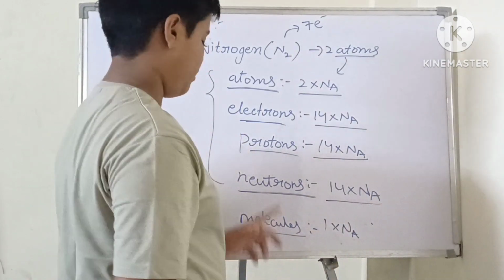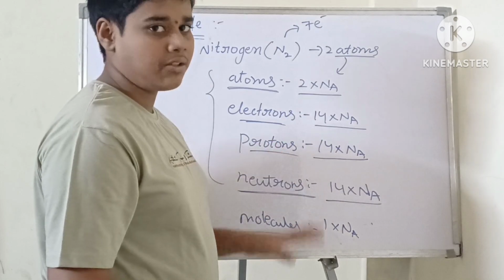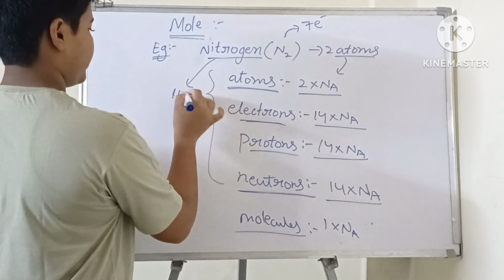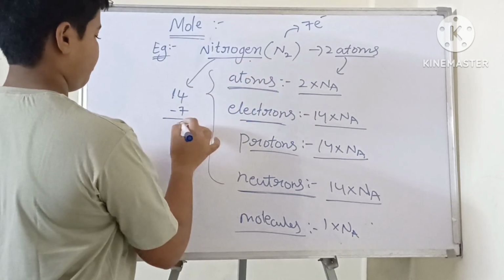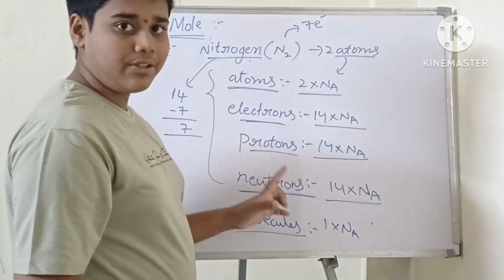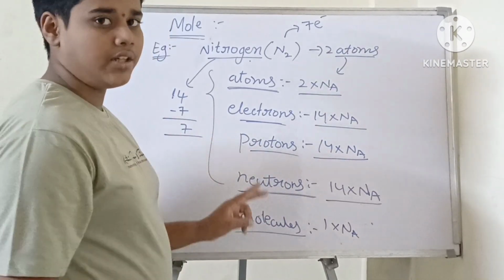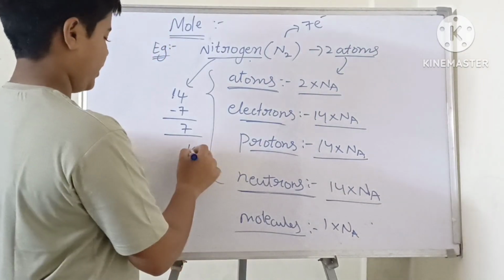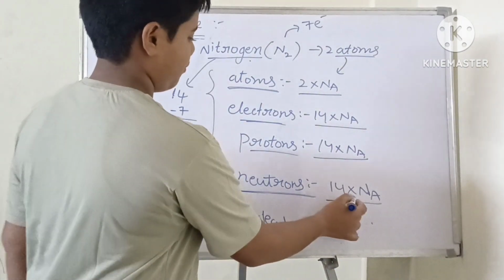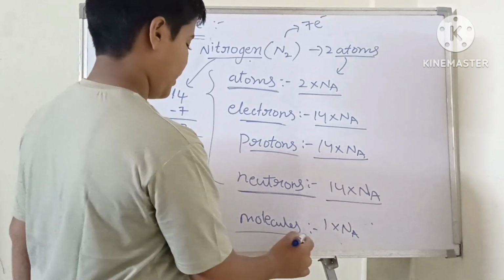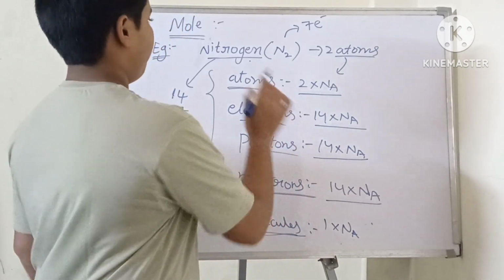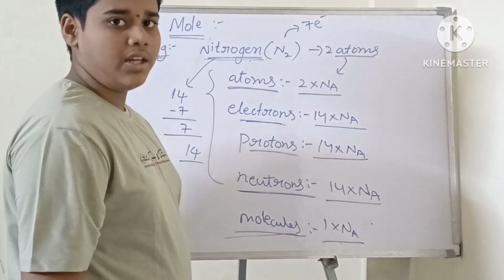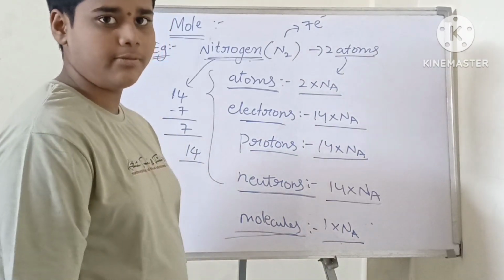And neutrons means mass number minus atomic number, which is 14 minus 7. The mass number of nitrogen is 14 and the atomic number is 7. If we subtract, in 1 nitrogen there are 7 neutrons, and in 2 atoms, 14 neutrons. So we can write 14 into Avogadro number of neutrons. And a molecule forms when we combine 2 nitrogens, so 1 into Na molecules, 1 into Avogadro number of molecules.